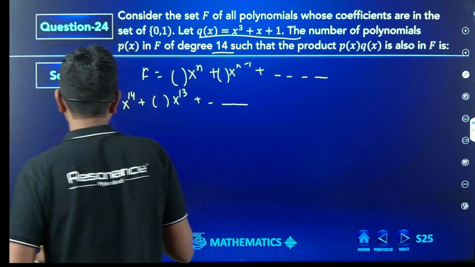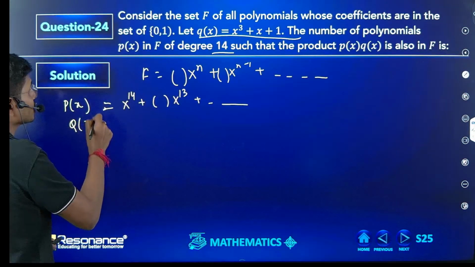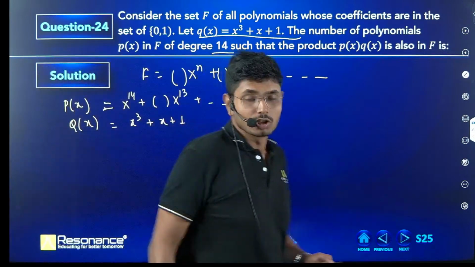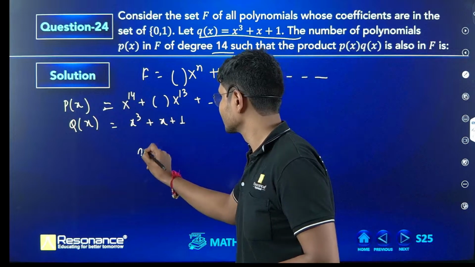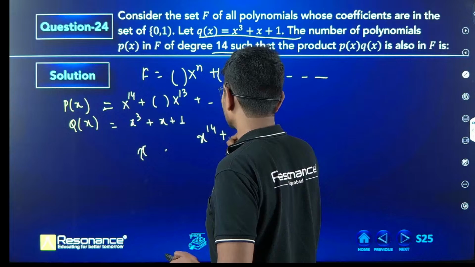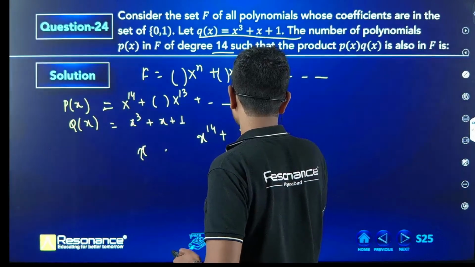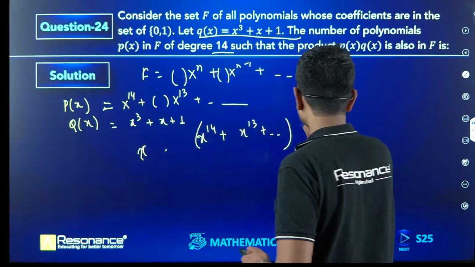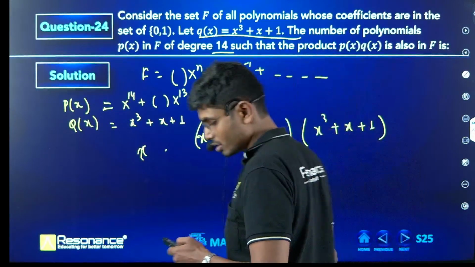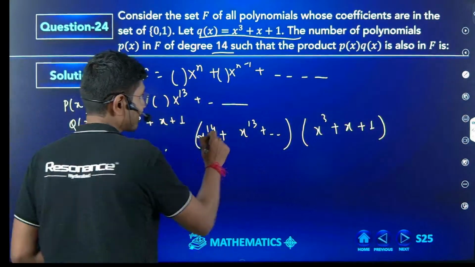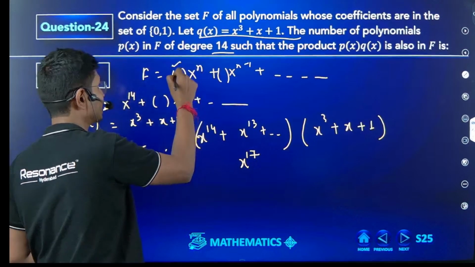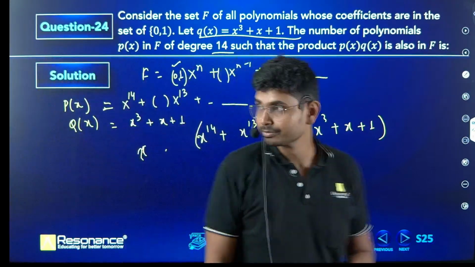Now q(x) is x cube plus x plus 1. So if we multiply these two, what I get is x power 14 plus, suppose, x power 13 plus anything, into x cube plus x plus 1. What I notice from here is that if I multiply, this will become x power 17, which is totally acceptable because this will be either 0 or 1.